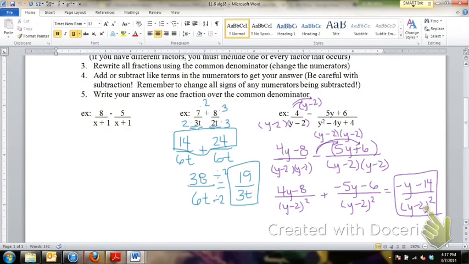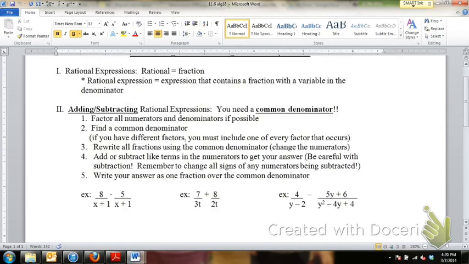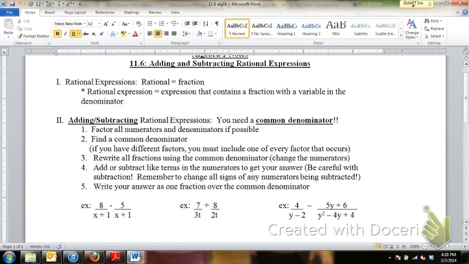So, just going to take a little bit of time to go through these and see what happens. So just make sure you get a common denominator for 11.6.